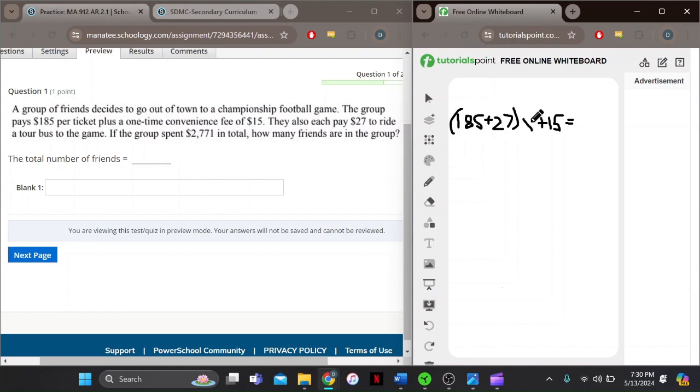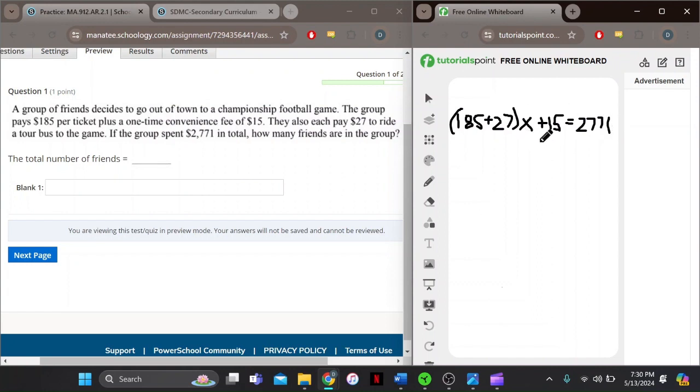So I'm going to put an x just for the group, like each person. This is what they're paying. First, they're paying for the ticket. Then they're paying $27 to ride the bus. And then there's a convenience fee on top of that. And in total, we got $2,771.